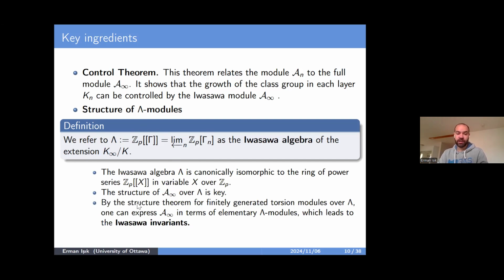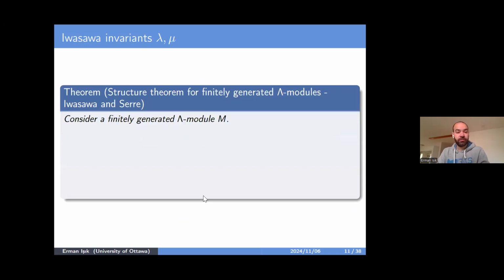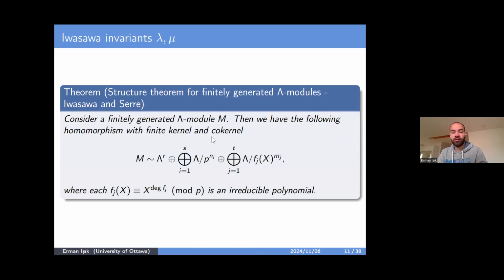We have a structure theorem for such modules, and this structure theorem allows us to express these modules in terms of elementary Lambda modules. What are they? Let's say we have a finitely generated Lambda module. Then we have what is called a pseudo-isomorphism, a homomorphism with finite kernel and cokernel. So this Iwasawa module is pseudo-isomorphic to this elementary Lambda module, the right-hand side, where we have these polynomials. Such polynomials are called distinguished polynomials.